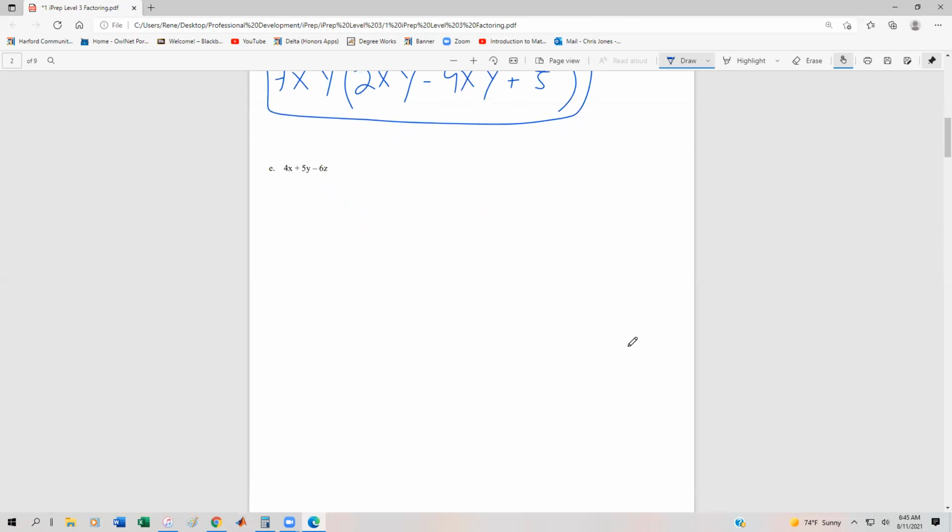Finally, we have this 4x plus 5y minus 6c. And unfortunately for us, we look at 4, 5, and 6, and the only number that would evenly divide those is 1. And then also there's no shared variable. So for this one, the GCF is 1, which really means that this is a prime polynomial. All right, so there's nothing that we can do with this one. All right, so just making sure that you all don't get the impression that every single polynomial is factorable.